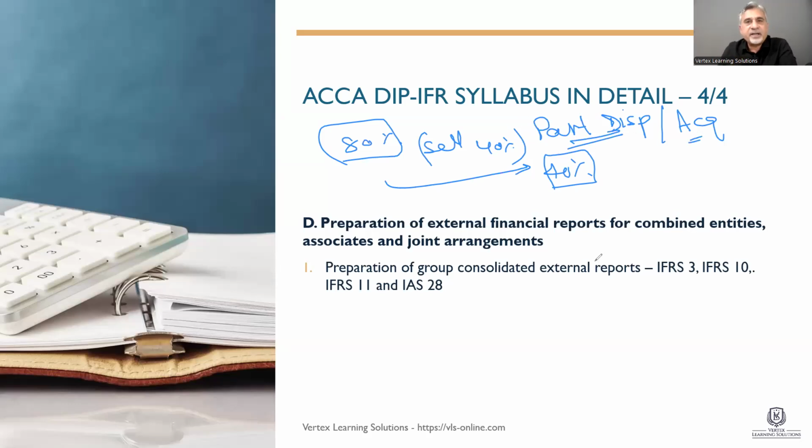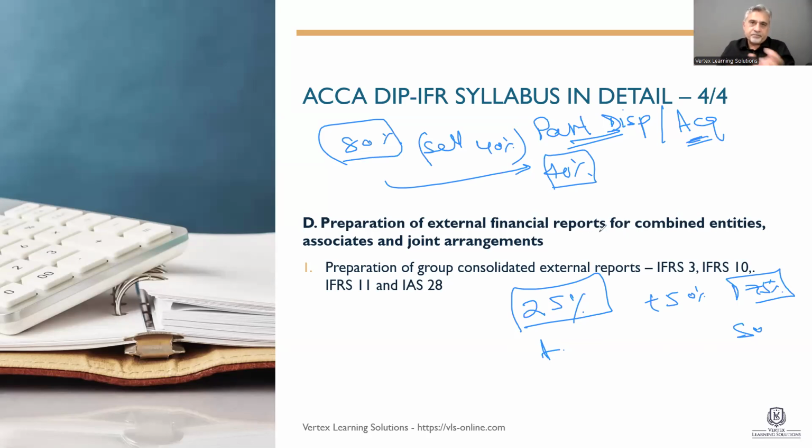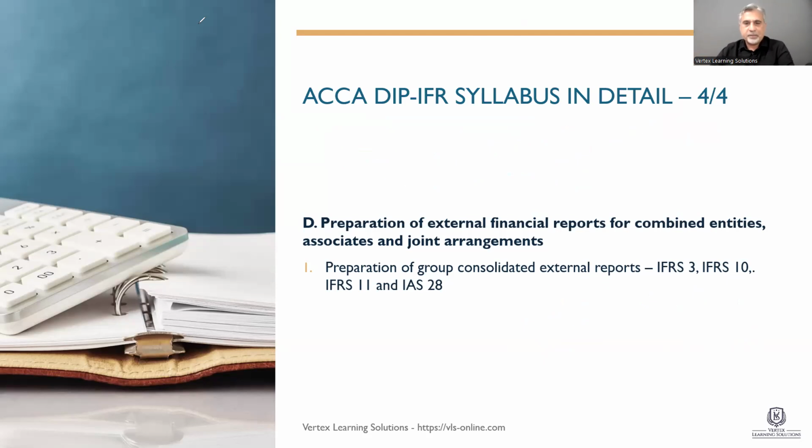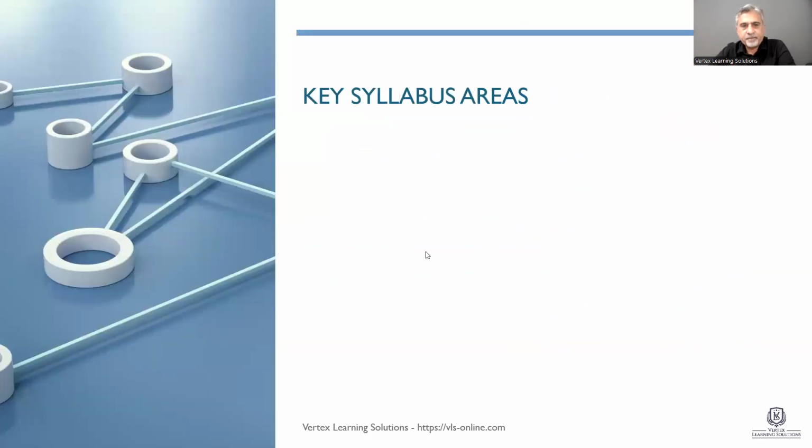Similarly, you might have part acquisition. Before, you have 25% interest in something, so this was your associate. Then you add 50% more, and now you have 75%, so this becomes a subsidiary. This is called part acquisition, so you are purchasing in parts. This is also not included. So part acquisition and part disposal are not included in DipIFR, and this is actually good news for you people. You will be away from these difficulties.